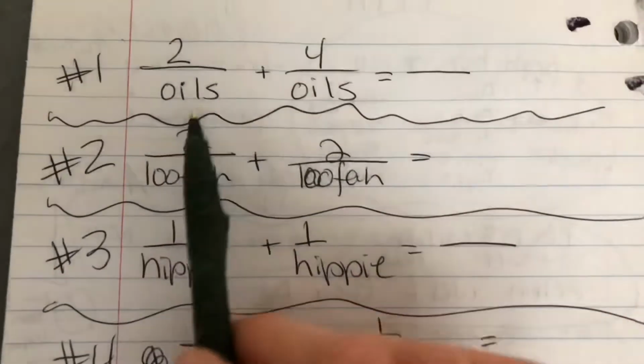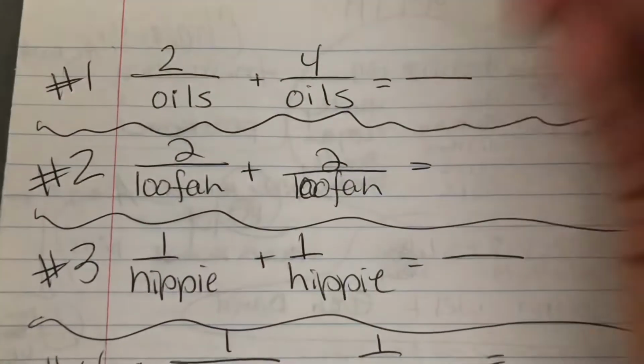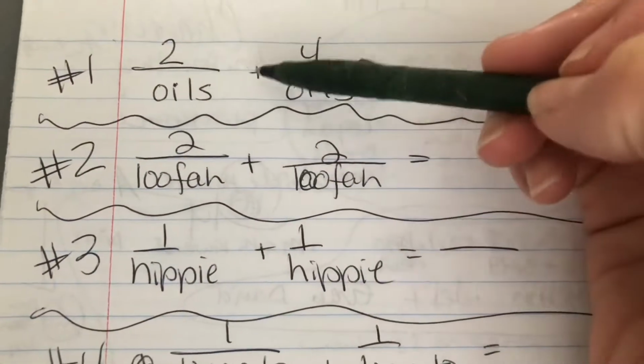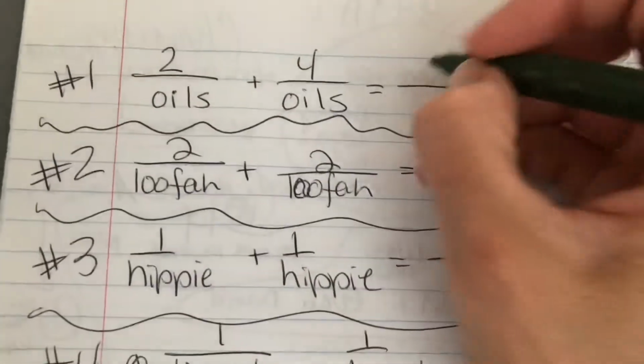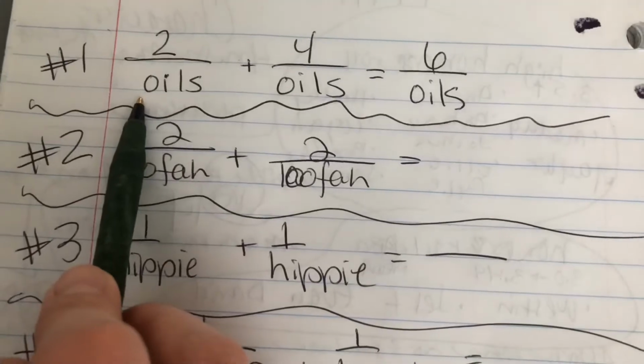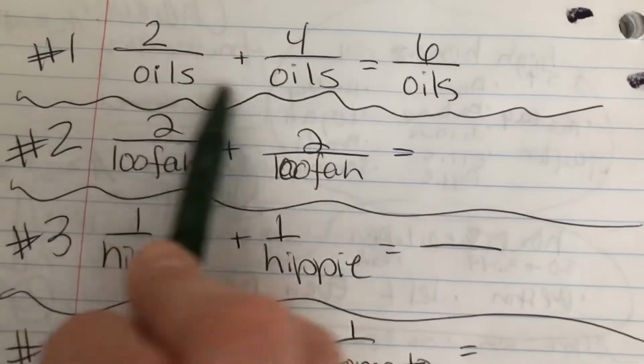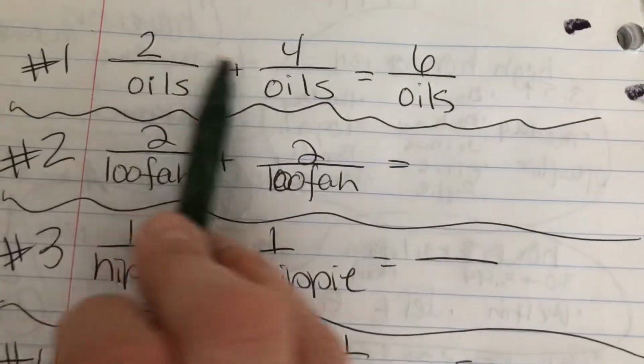Here's why. Because oils are like denominators. It's like your label, okay? It's what you're talking about. So 2 oils plus 4 oils equals 6 oils. So when you have a common denominator in a fraction, like when your denominators already match, you leave it the same. An oil is still an oil, okay? You just add the numerators.